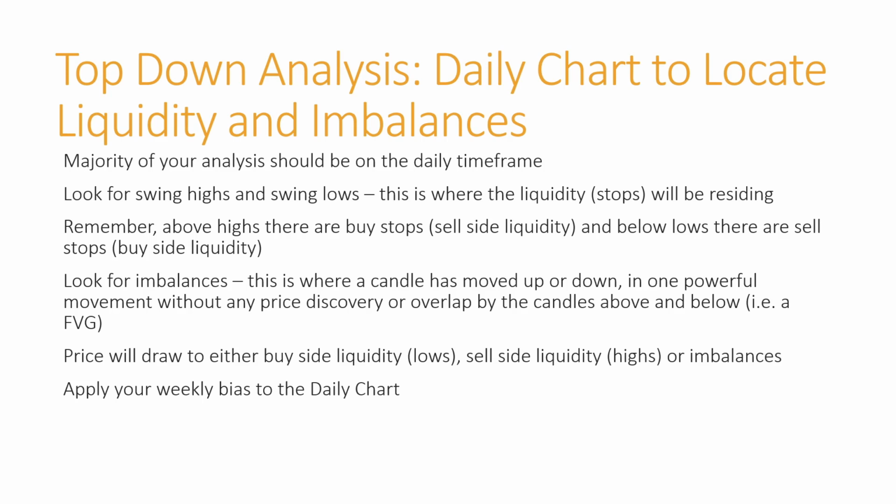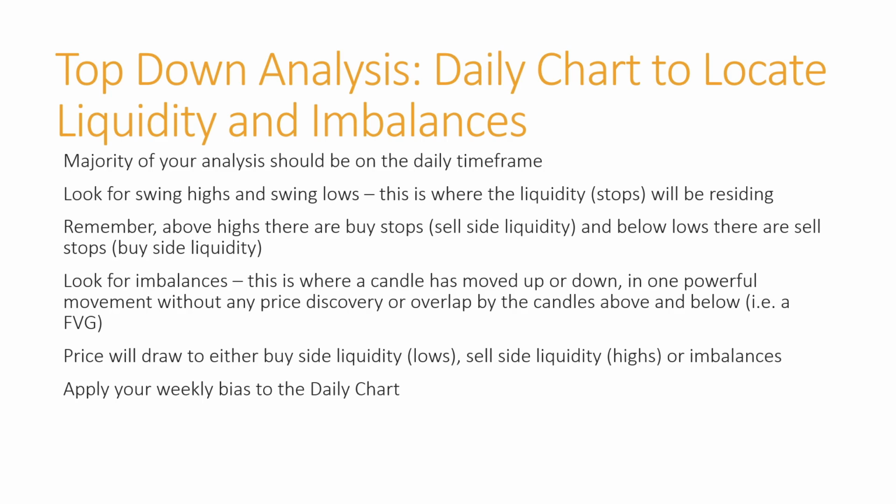We actually use a fair value gap in the setup in the course, but fair value gaps, or imbalances, appear throughout the charts, during expansions upwards, especially if there have been consecutive up candles, so they can be on the charts everywhere. Price will be seeking those as well as stops. On the daily chart, that's primarily what we're trying to do. We know that price will draw to either buy side liquidity at the lows, sell side liquidity at the highs, or imbalances on the chart.